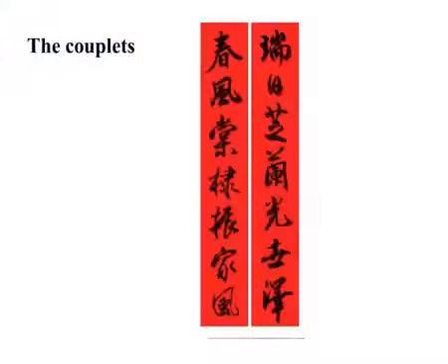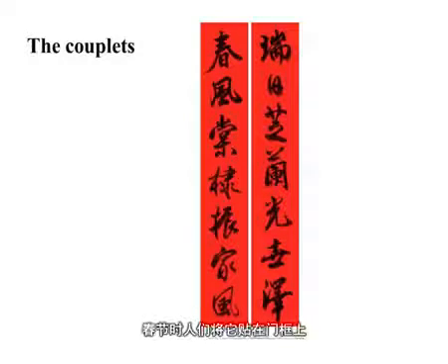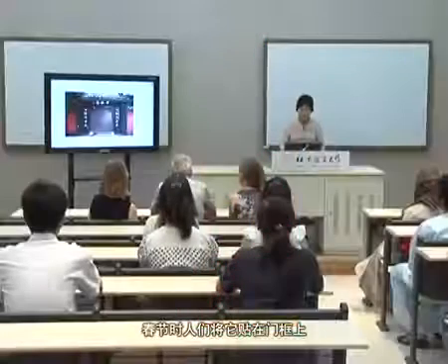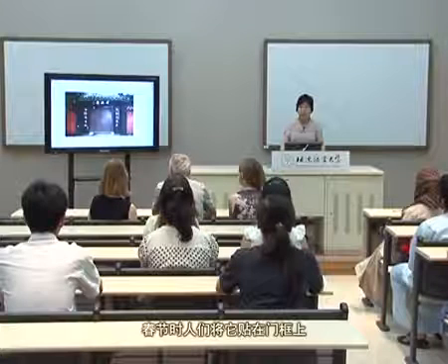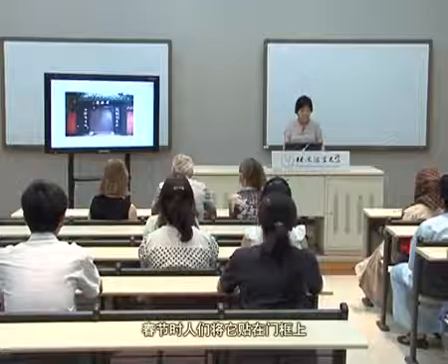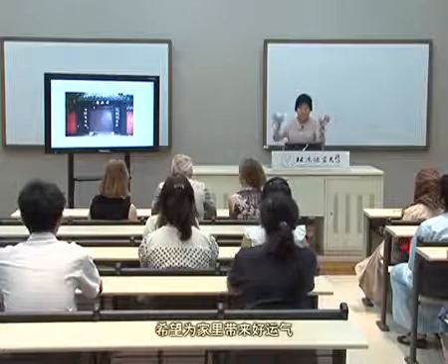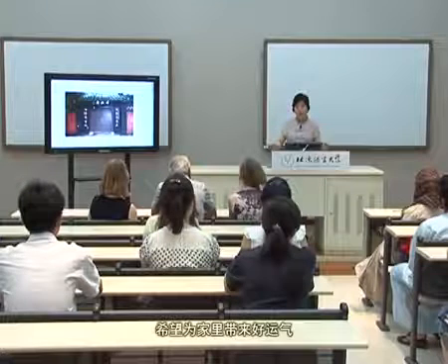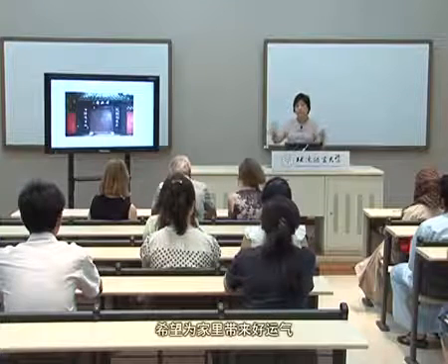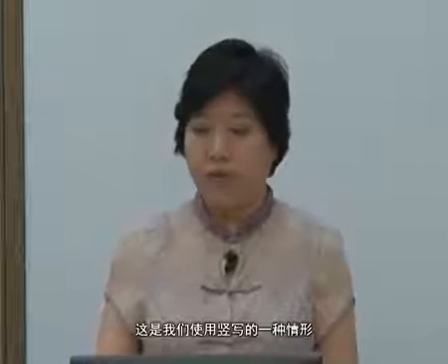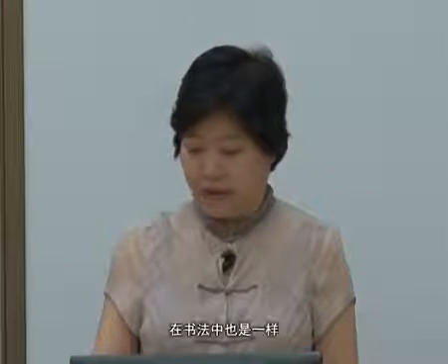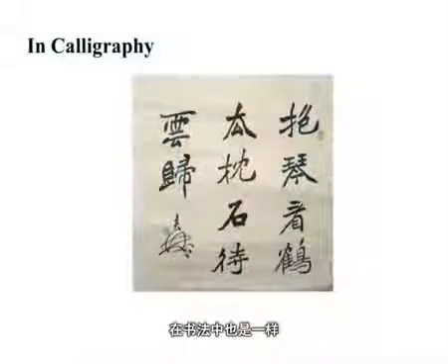Look at this. We call them couplets. Okay? Two lines of poems written vertically. And you usually put them on door frames on special occasions, like on the Spring Festival. People put these couplets on the door frames in order to bring good luck to the family. Okay, so that is one occasion we still use vertical writing. And in calligraphy, too.